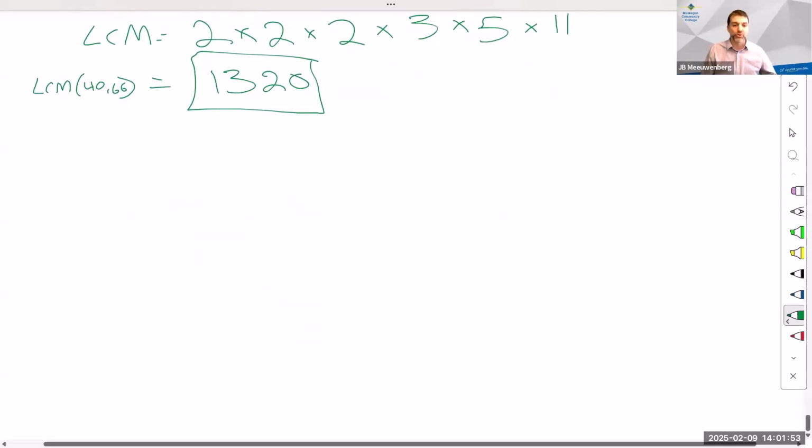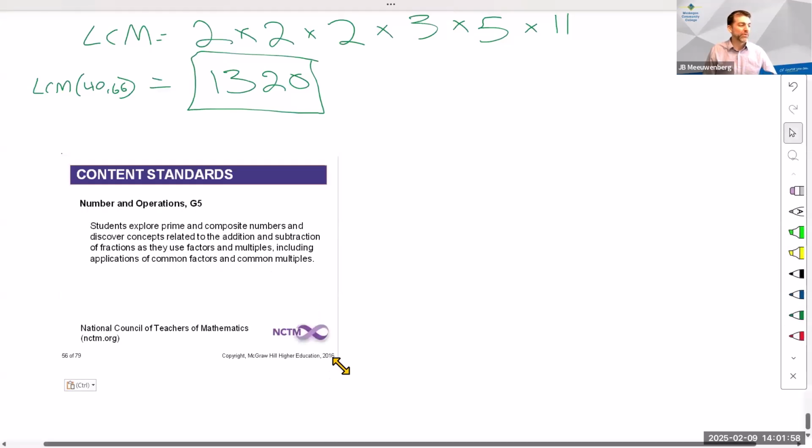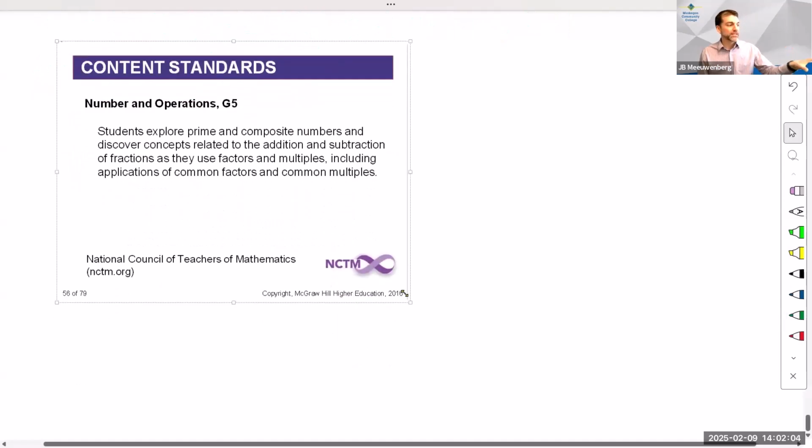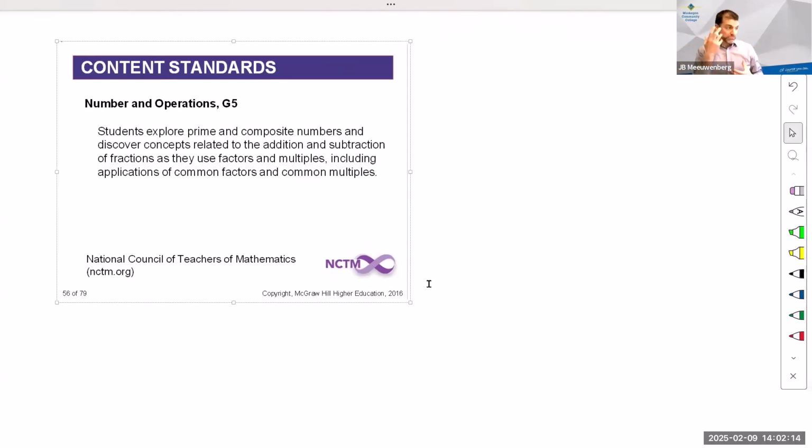But just to note something of importance, when it comes to this concept that we're working with, why is it important? As you see here, this is a content standard, standard number 5. It says students in general have to explore prime and composite numbers and discover concepts related to the addition and subtraction of fractions. Oh, there's fractions. We're going to be talking about that in our next module. Fractions as they use factors and multiples, including applications of common factors and common multiples.